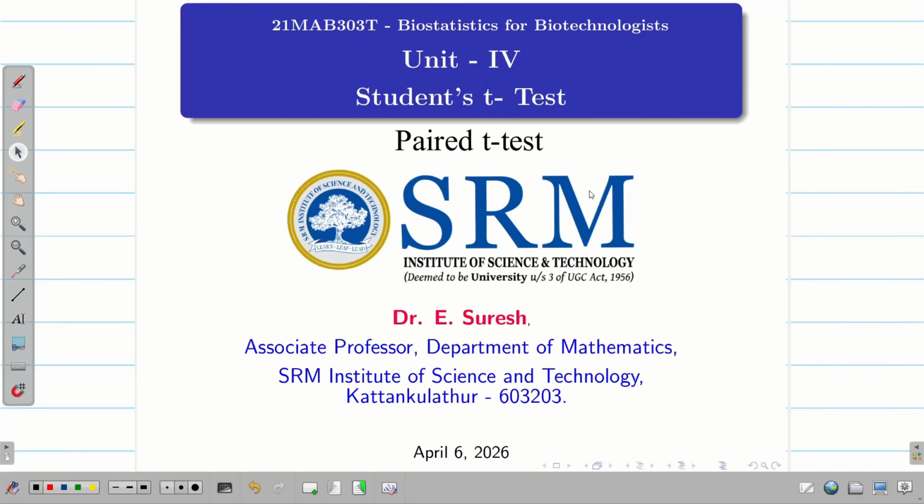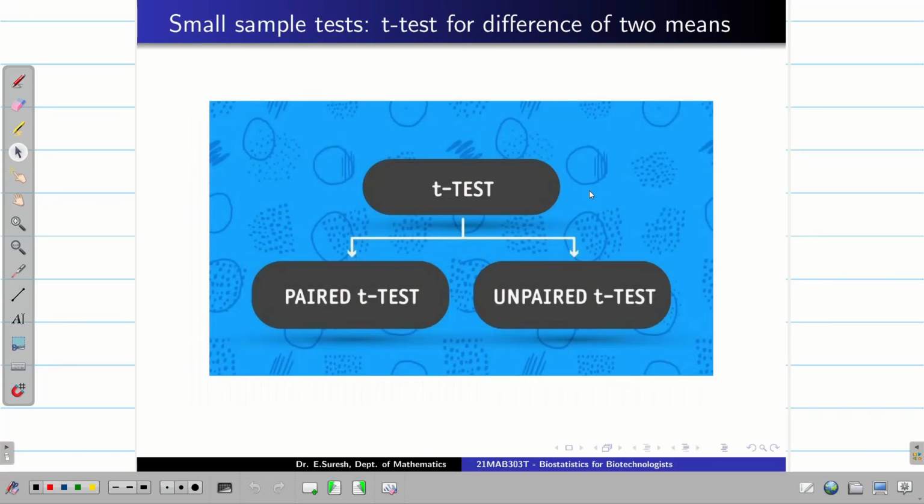We learned all the basics of the t-test in our previous videos. The t-test is classified into two types: one is the paired t-test, the other is the unpaired t-test. In the unpaired t-test, the samples are independent, so I can compare different samples.